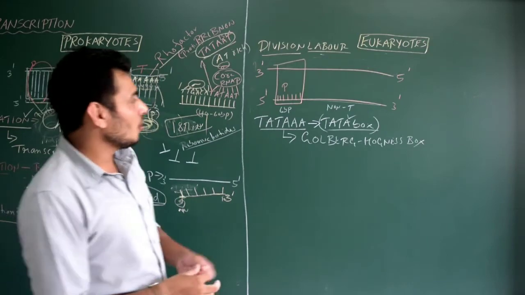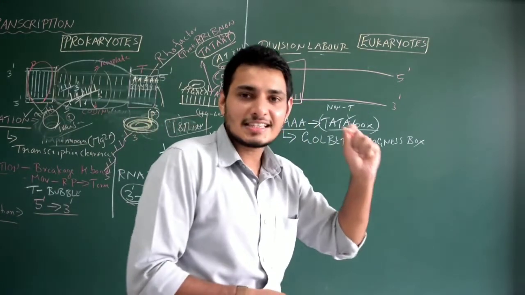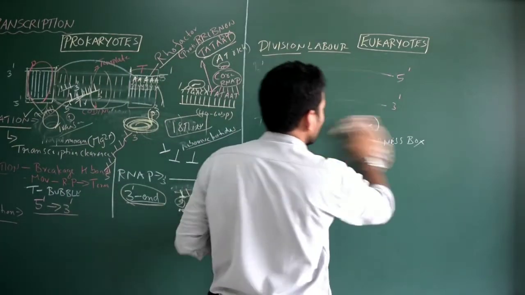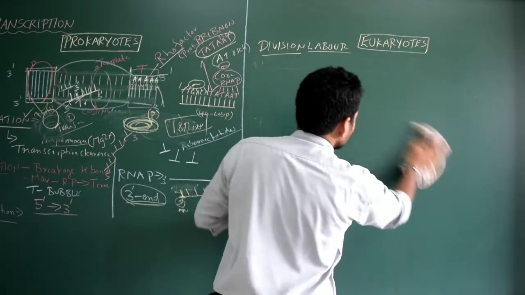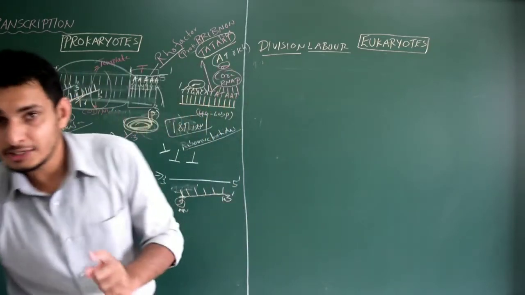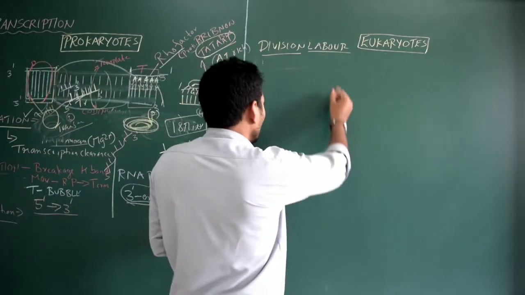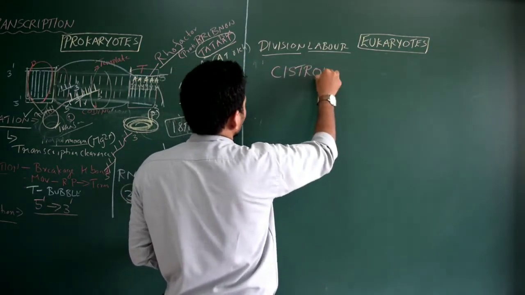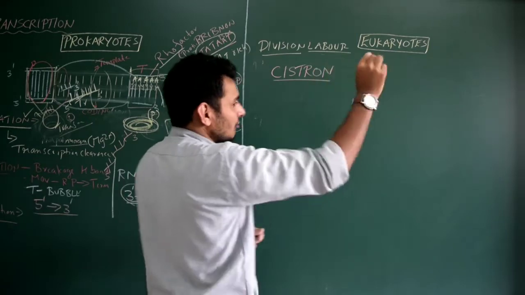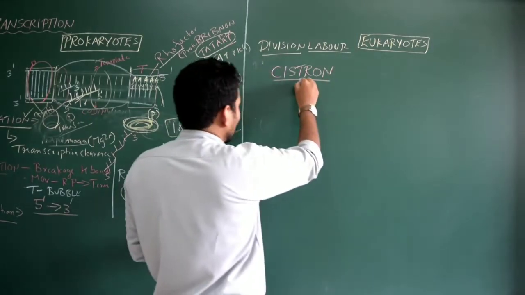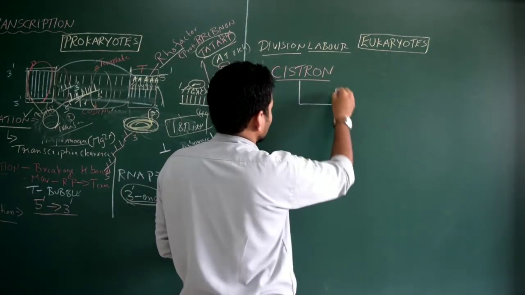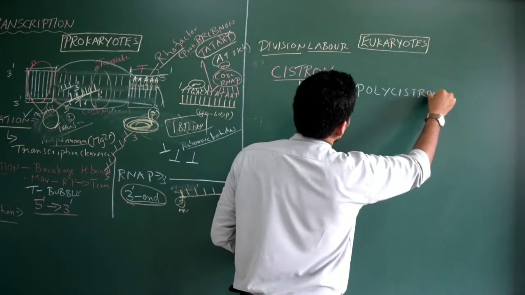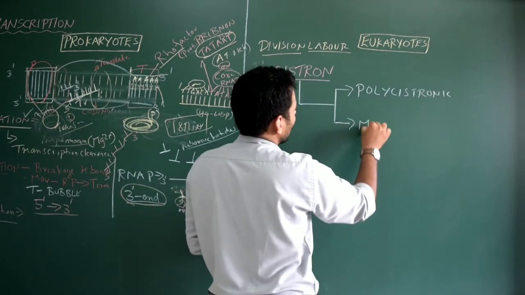Now I am going to talk about post-transcriptional modification. Okay. So here you need to listen to me carefully because it leads to confusion, not difficult, it just leads to confusion. I am going to write a word called cistron. So what is this cistron? And again I am going to write the types of cistron. There are two types, polycistronic and the other type is monocistronic.